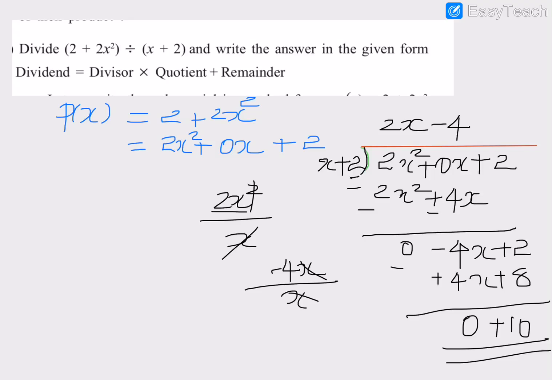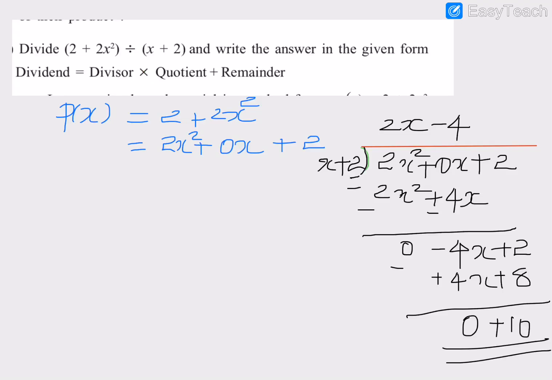So we got 10 as the remainder, so we don't need to do further division as we got 10 as the constant term, the remainder. The division ends here. Now we can write the dividend, the term which we divided: p of x is equal to 2x square plus 0x plus 2, or p of x is equal to 2 plus 2x square.